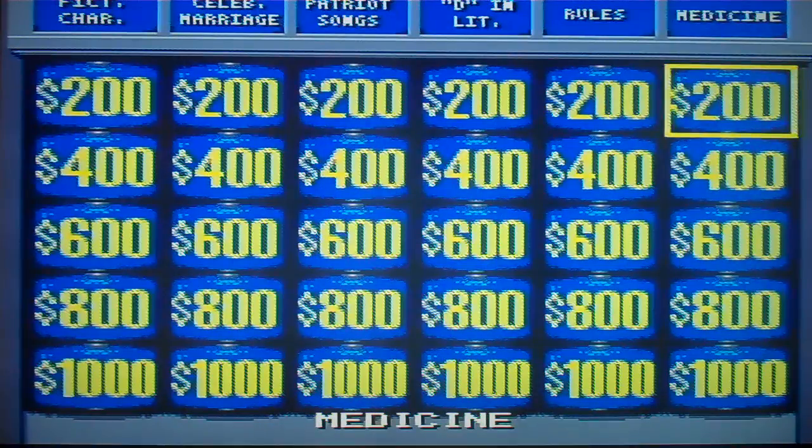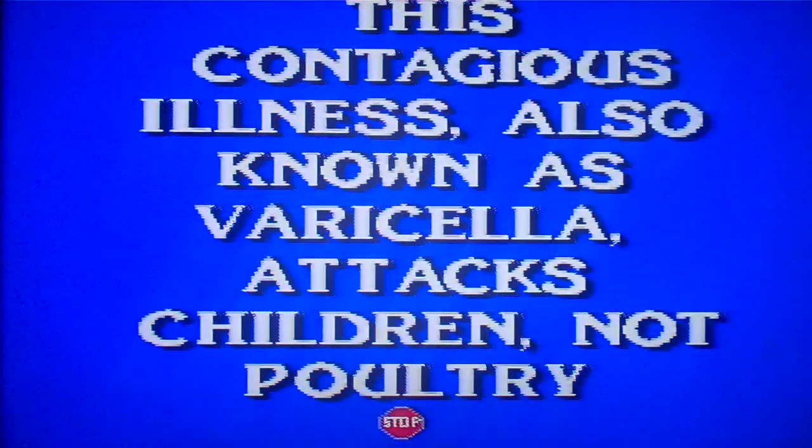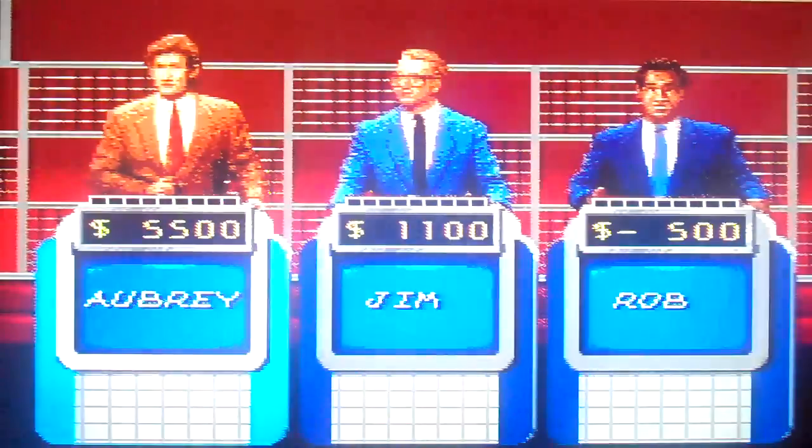Rob will start things off with medicine for 200. The answer is: This contagious illness, also known as varicella, attacks children, not poultry. What is the chicken pox?